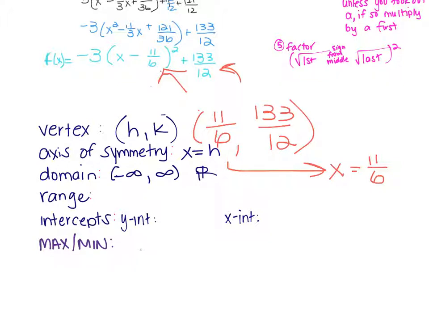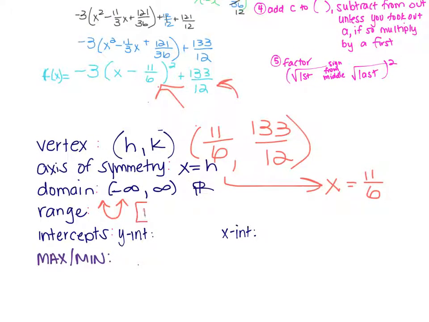The range, if my graph opens up, is going to be the k value of my vertex to positive infinity. If it opens down, it is negative infinity to the k coordinate of my vertex, or the y coordinate of my vertex. And the number gets the bracket, and the infinity gets the parentheses.